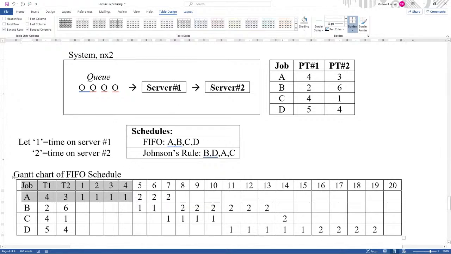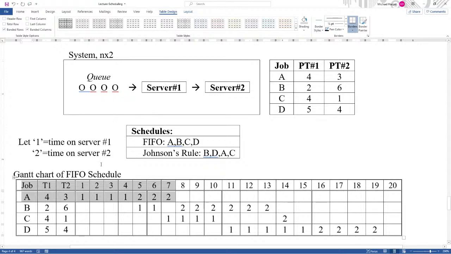Then it goes to server 2, and server 2 requires 3 days. So we'll have 1, 2, 3, and I'm letting 2 represent time on server 2. So A spends 4 days on server 1, 3 days on server 2. On a timeline, I have 4 here and 3 here. So the total flow of A is going to be 7 days, and the queue time is 0 because it's the first job in the schedule. I'm just representing A graphically on a timeline.